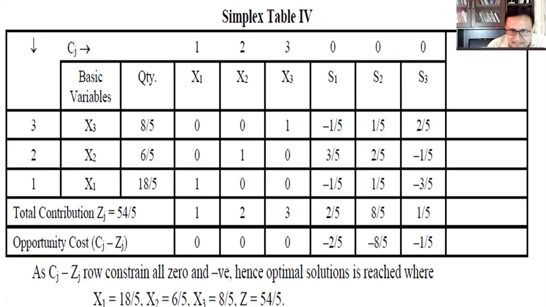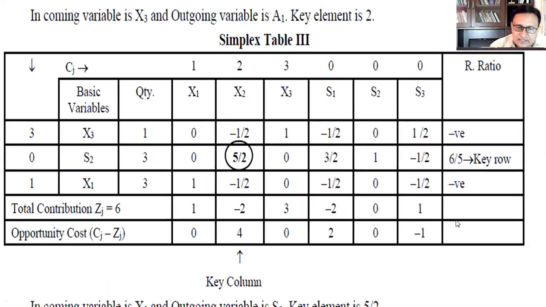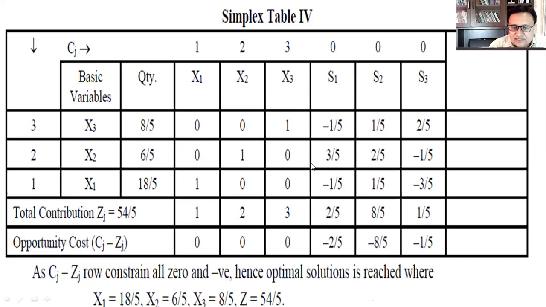X1 is equal to 18 by 5, X2 is equal to 6 by 5 and X3 is equal to 8 by 5. And if you put it in the objective function, then its value will be 54 by 5.